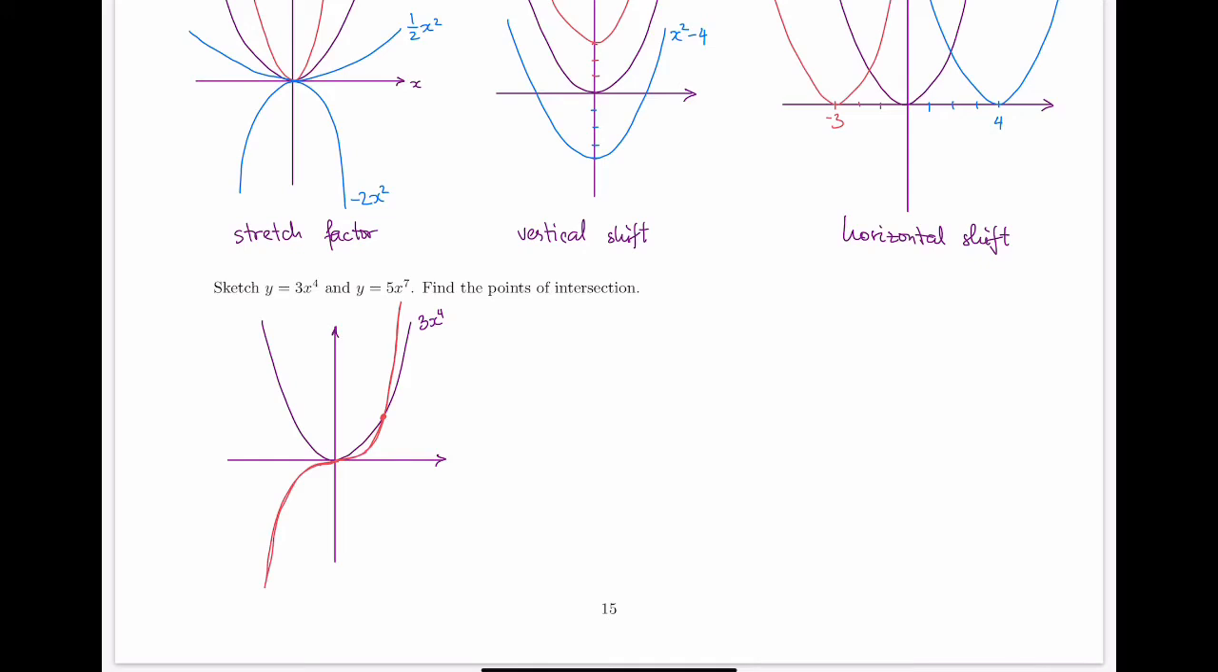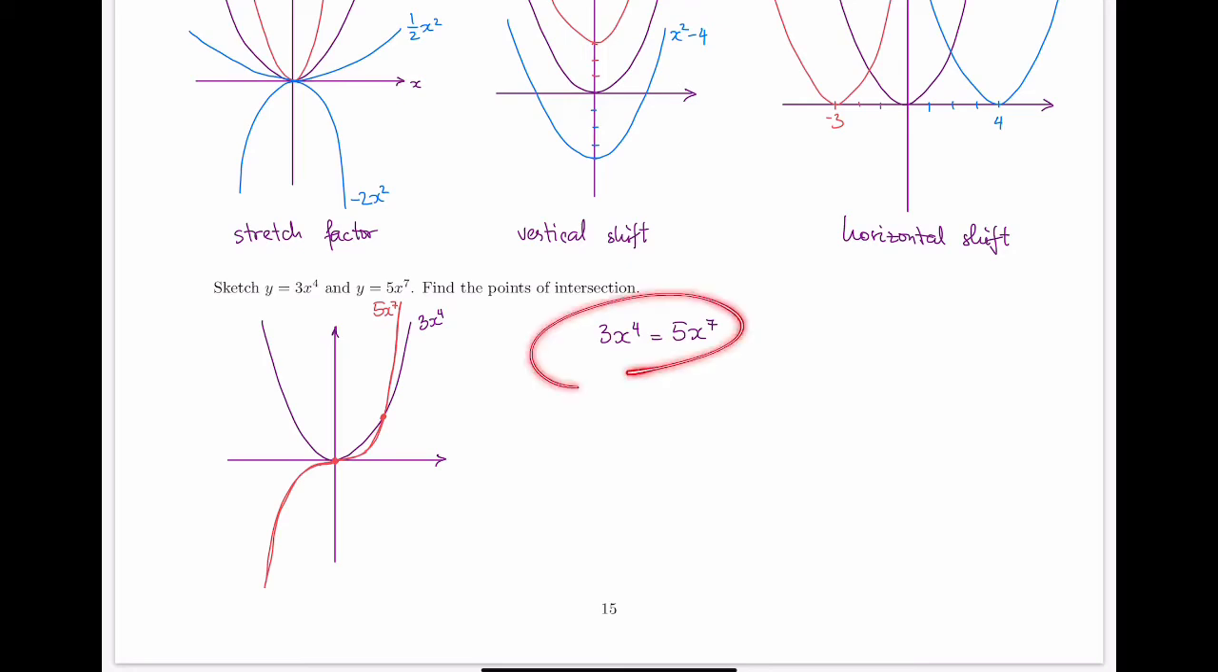So purely by sketching, I already notice that I do have 2 points of intersection here and there. How do I find them? Well, notice that at both of these points, the functions actually have the same x values and the same y values, right? So that means that in order to find points of intersection, I simply need to set the functions equal to each other in terms of their y coordinates. Okay, so we have this equation here.